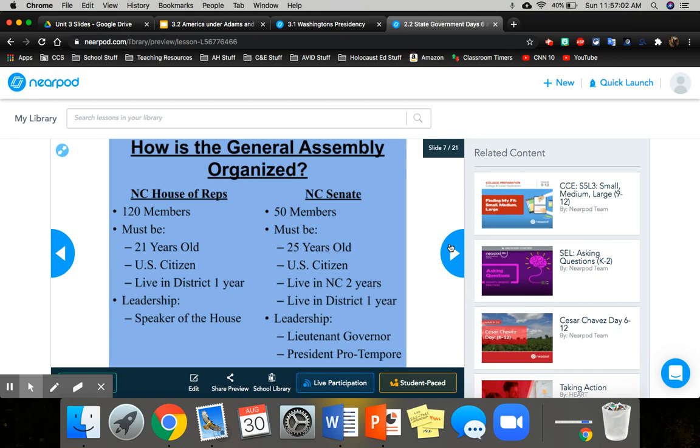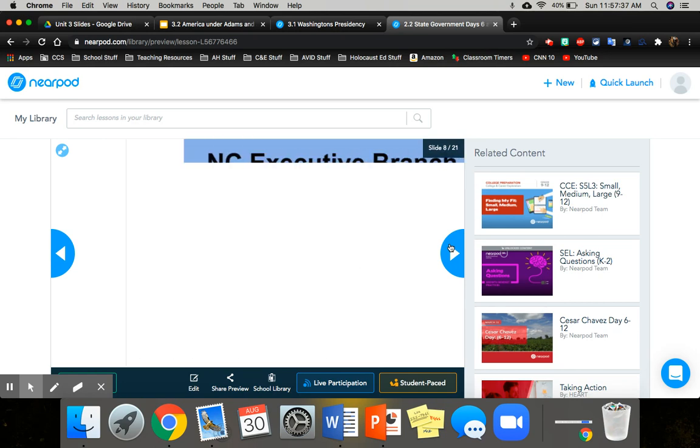The Senate, there are 50 NC Senate members. You've got to be at least 25, a U.S. citizen. You have to have lived in North Carolina for at least 2 years and live in your district for a year. And just like at the federal level, the lieutenant governor is very similar to the vice president, but they do have some differences. We'll get into those later. But the lieutenant governor oversees the Senate, and then you've got your president pro tempore who does that if the lieutenant governor isn't there, just like at the federal level if the vice president's not there.